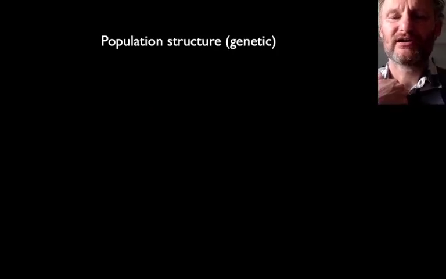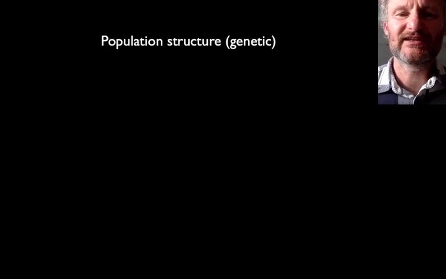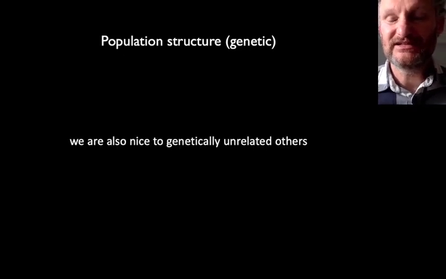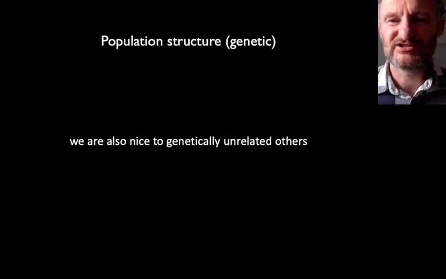Now, if cooperation evolves because of population structure and transmission is genetic, then you need a positive relatedness. And this is something that we're not the first to notice, right? Almost every paper about the evolution of cooperation starts with the observation that we are also nice to genetically unrelated others. So that would be at odds with a population structure model where transmission is genetic.